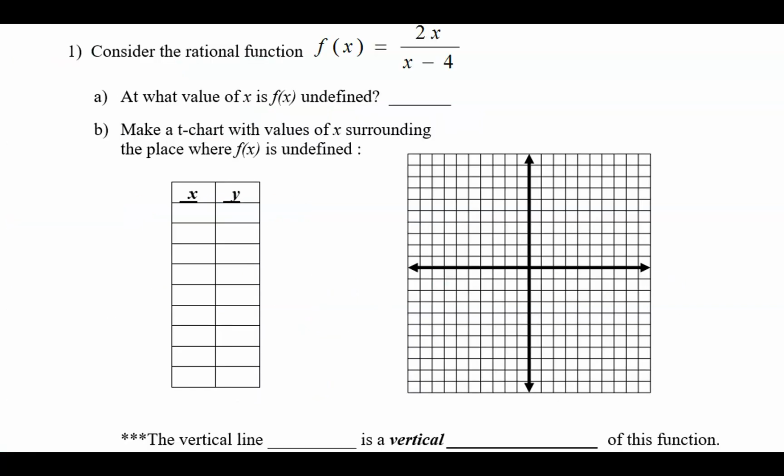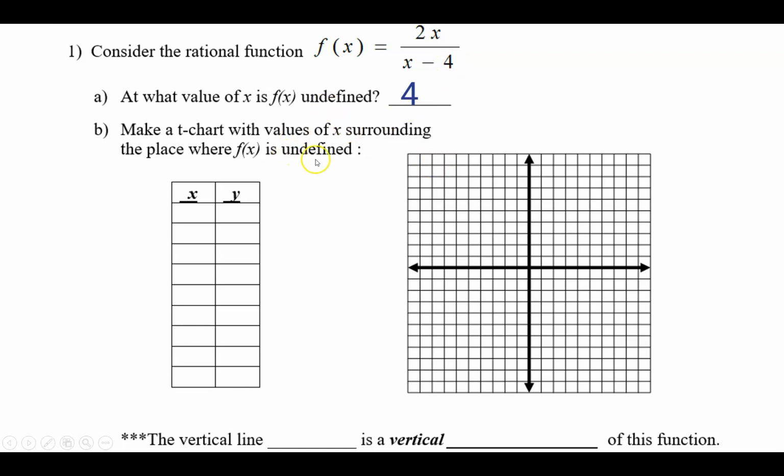Okay, so this is my first type of graph. We have 2x over x minus 4. So if I gave you this and I said at what value is x undefined, you would take your denominator, you would say x minus 4 equals 0, add that 4 over. It is for the value of 4, because 4 minus 4 is 0, and we cannot divide by 0.